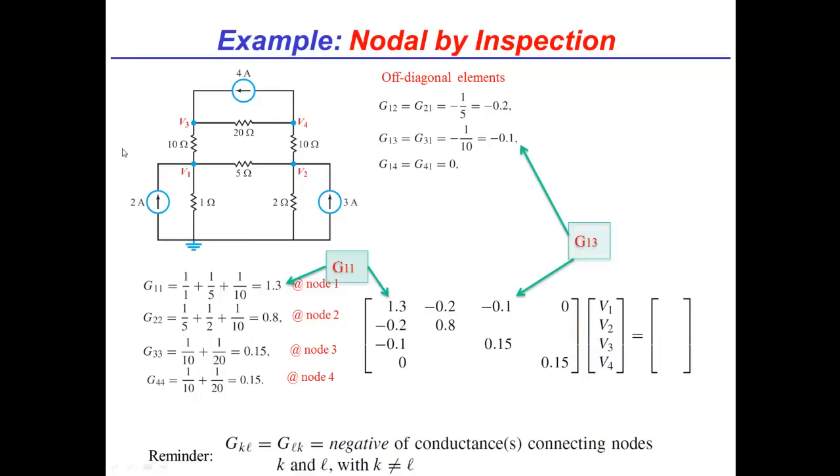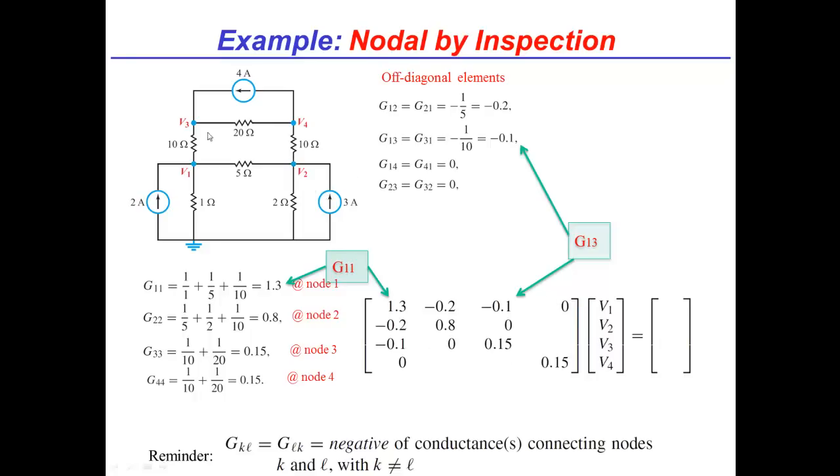I can do G14. G14 is interesting because I have no connection. There's no direct connection. You don't go around, like you said, you don't take a big loop that goes through another node. Exactly. So the resistance here is infinite, which means the conductance is 0. So I populate those values with 0.